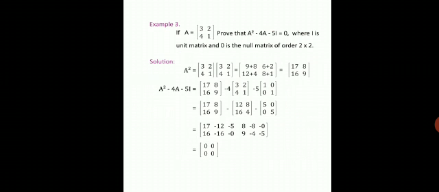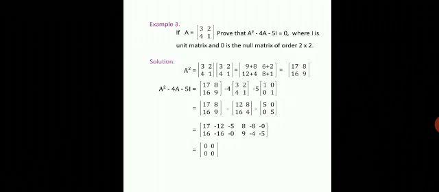Now, the last example of this lecture, example number 3. If A is equal to [3, 2; 4, 1] of order 2 rows and 2 columns, prove that A square minus 4A minus 5I is equal to 0, where I is the unit matrix and 0 is the null matrix of order 2 rows and 2 columns. Solution. First, students, find A square. Multiply A 2 times. A into A, matrix A into matrix A.